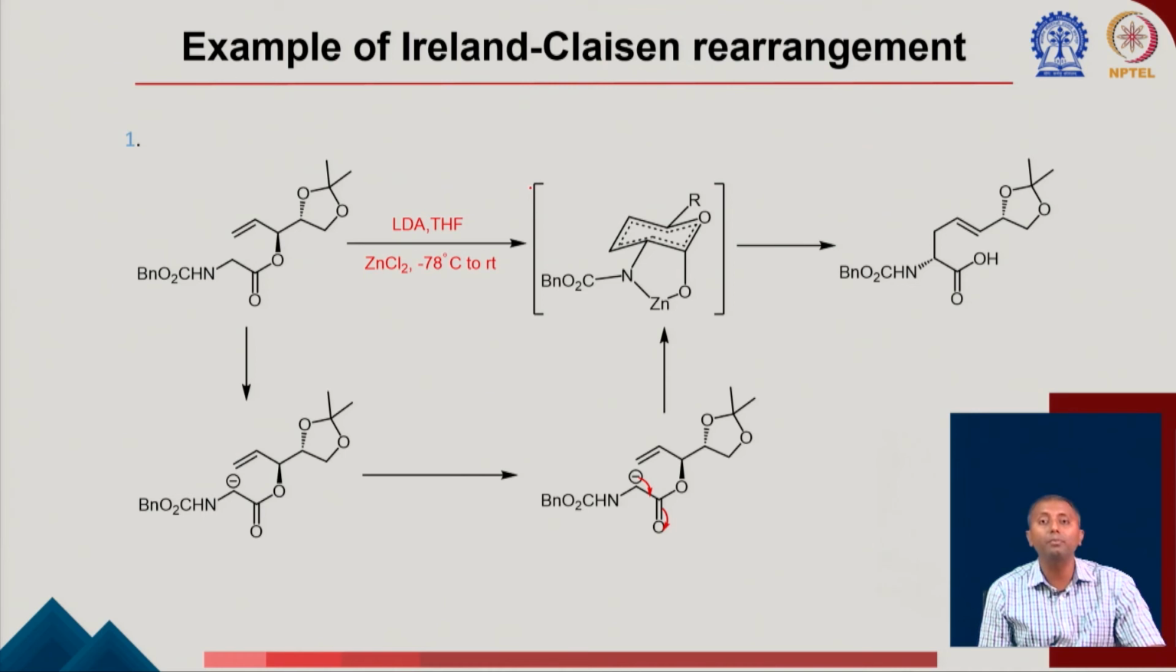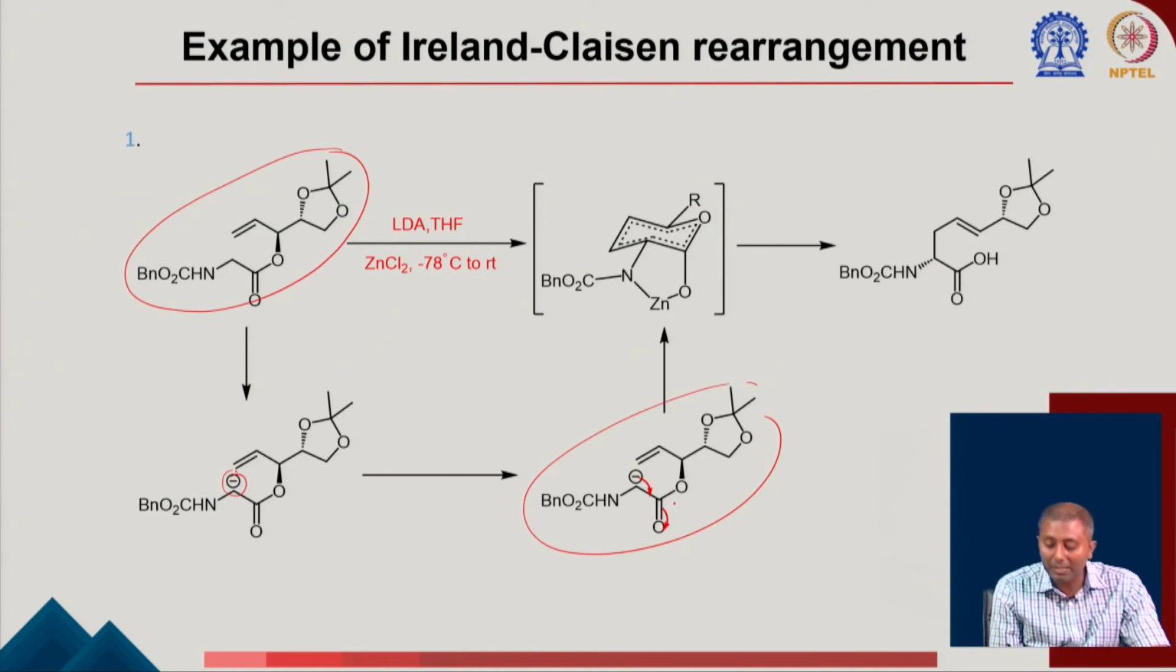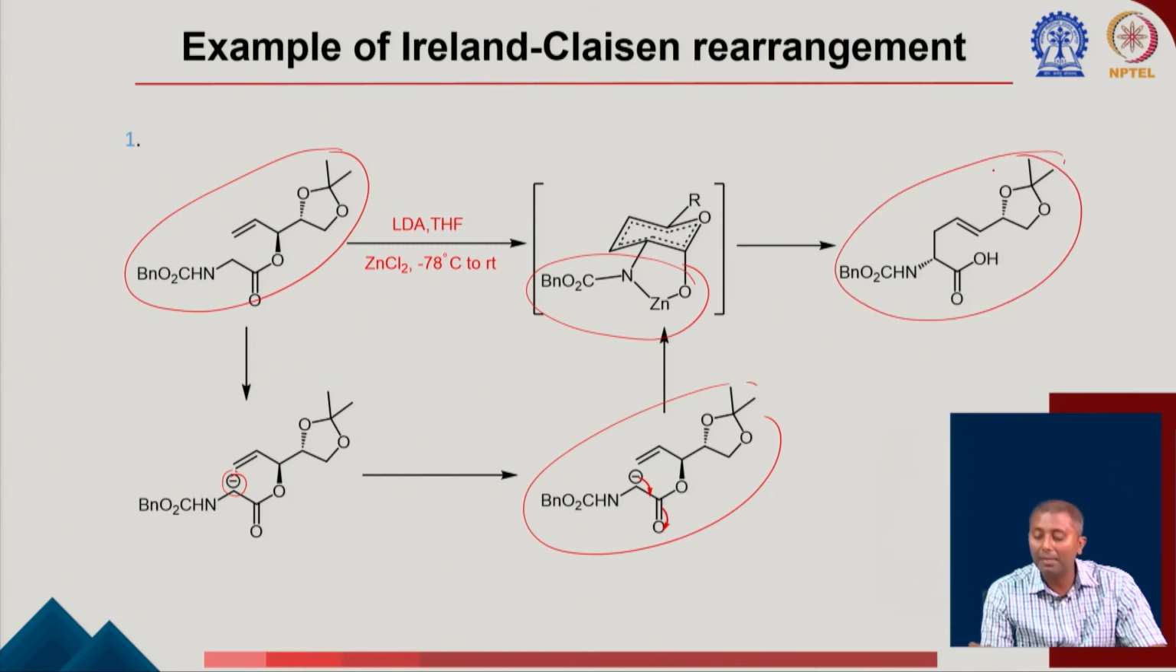Now there is another example where people used zinc chloride for this reaction to make a chelated complex. Starting from here, the base abstracts this proton and makes the corresponding enol. This enol is stabilized by the nitrogen and this oxygen, and the zinc forms a complex to stabilize this transition state, which takes part in the Ireland-Claisen rearrangement to give the corresponding gamma-delta unsaturated carboxylic acid.